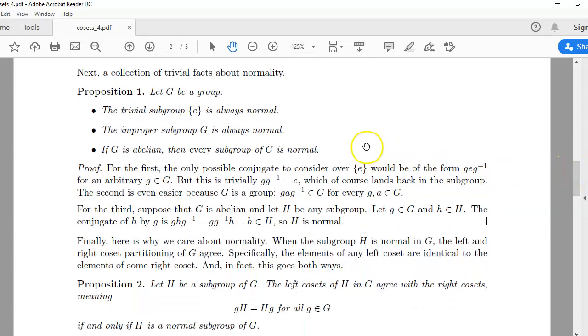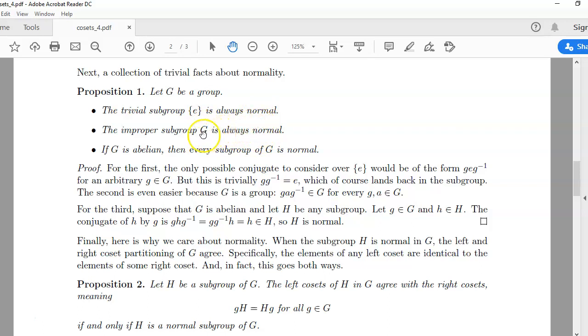So next, I'll let you read this collection of simple facts about normality. Okay? So proposition 1 says, let G be a group. The trivial subgroup is always normal. It's not interesting. Okay? So the smallest subgroup is always normal. On the other hand, the largest subgroup, G itself, is always normal. These are not interesting examples.